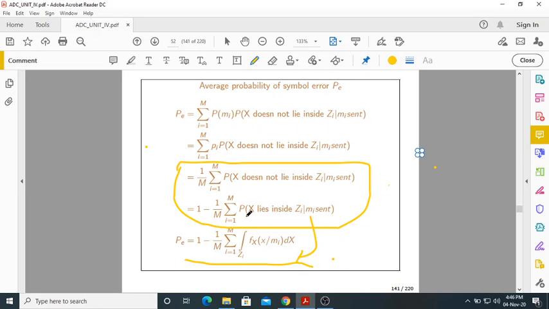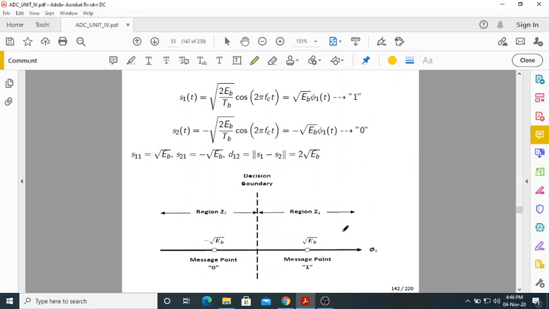What do we do here? We replace this conditional probability with the area under the conditional PDF. Why? Because you already know that probability means area under the PDF.